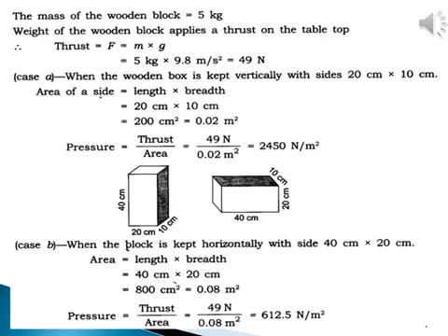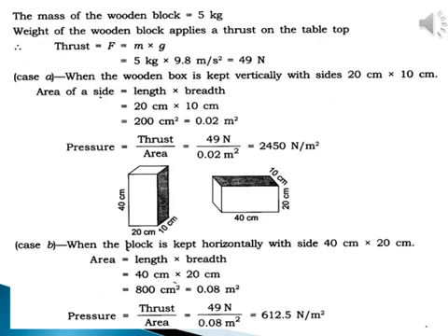Case 1. If it is made to lie on the tabletop with its side of dimensions 20 cm into 10 cm. Area of the side is equal to length into breadth, which is equal to 20 cm into 10 cm, which is equal to 200 cm square, is equal to 0.02 meter square, since 1 centimeter square is equal to 10 raised to minus 4 meter square. Then pressure is equal to thrust per unit area is equal to 49 Newton divided by 0.02 meter square is equal to 2450 Newton per meter square.